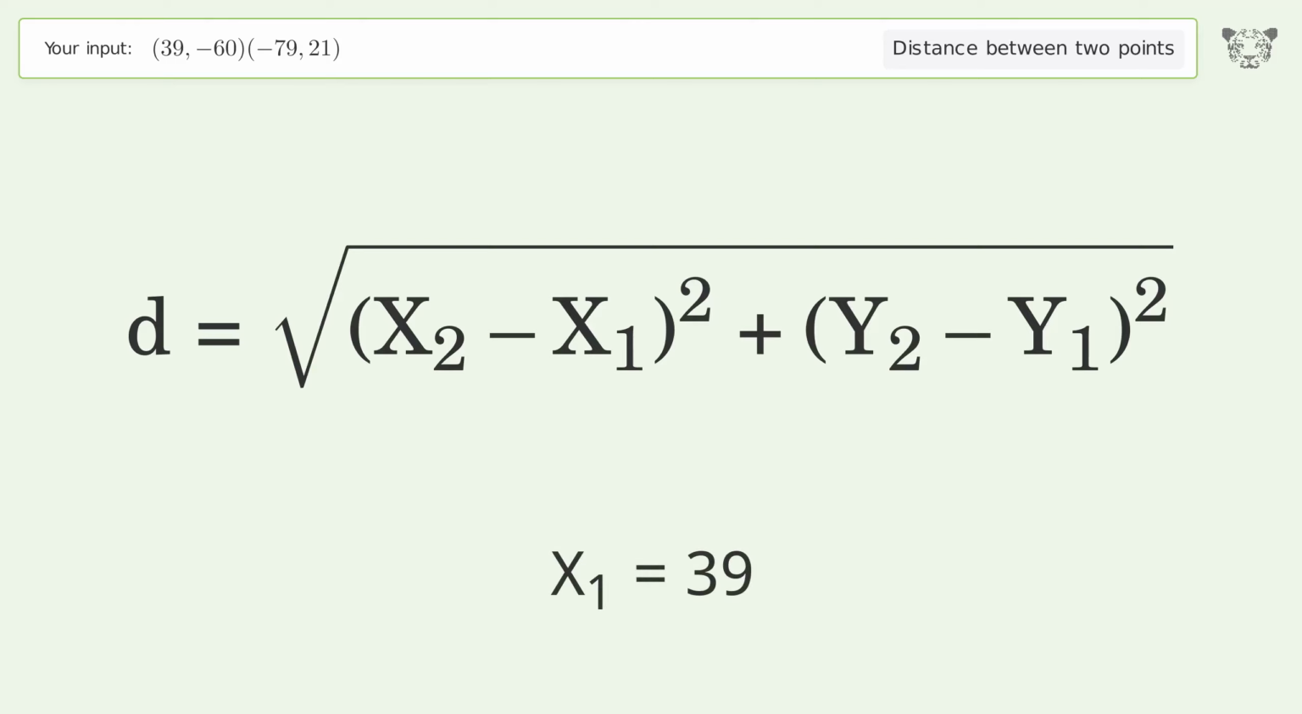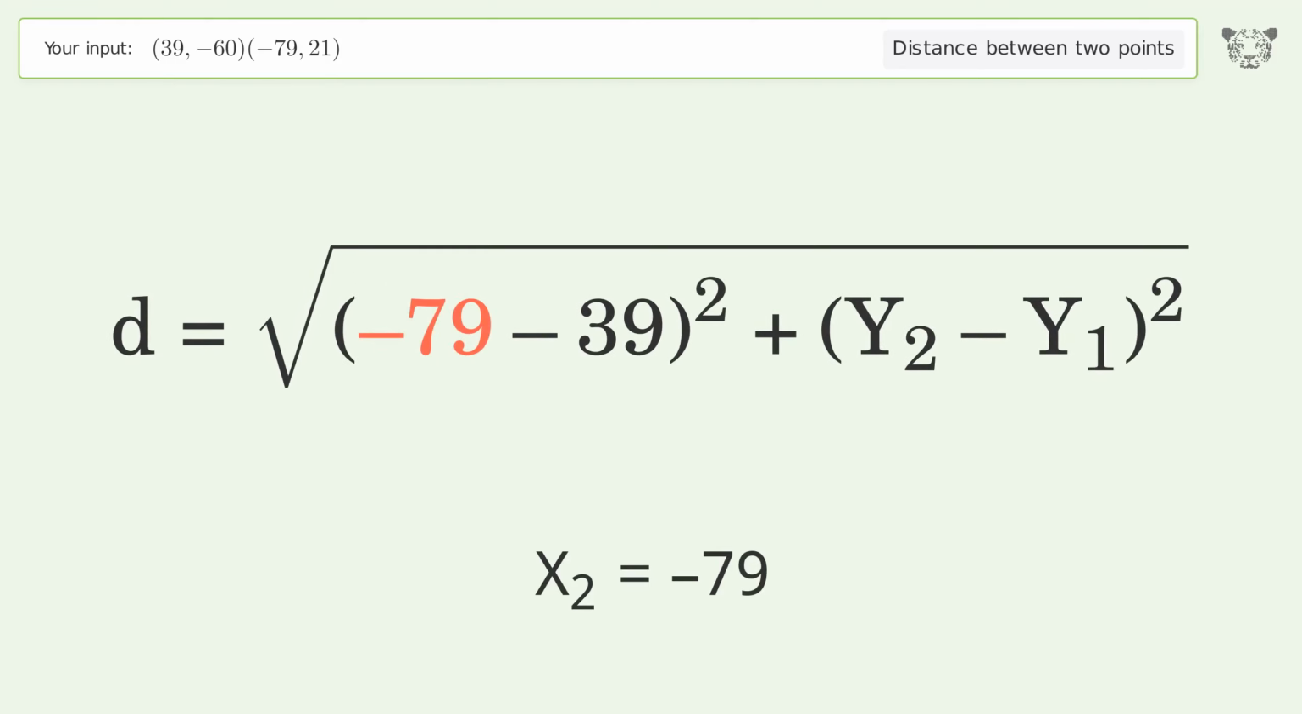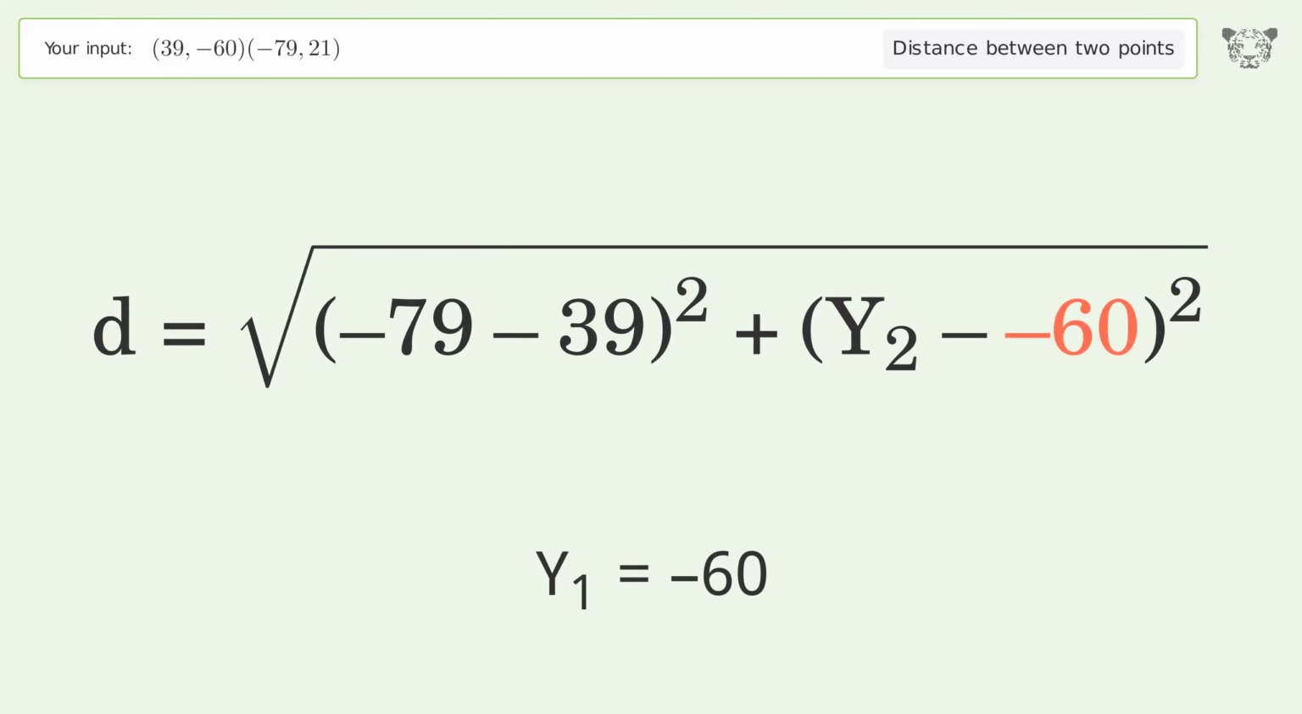x1 equals 39. x2 equals negative 79. y1 equals negative 60. y2 equals 21.